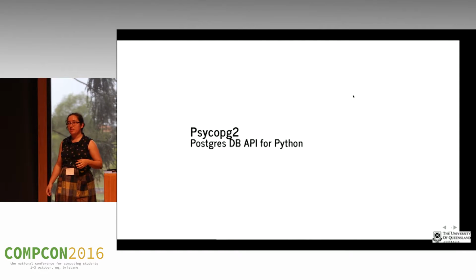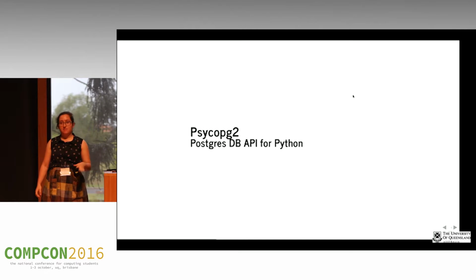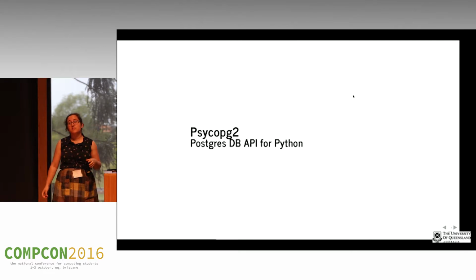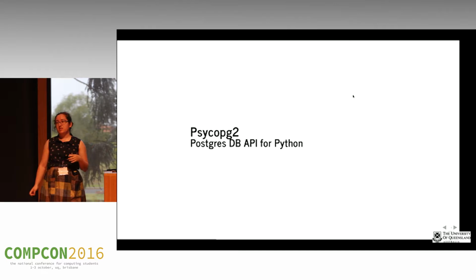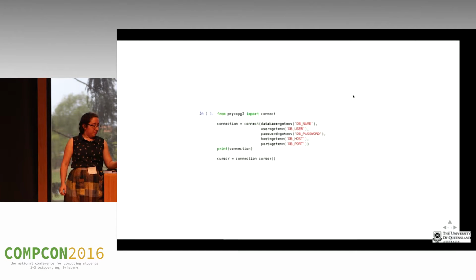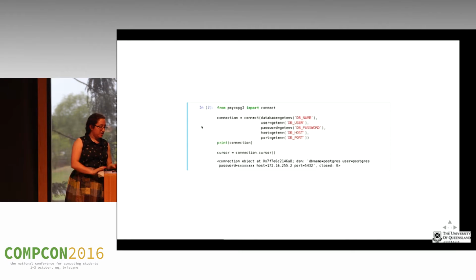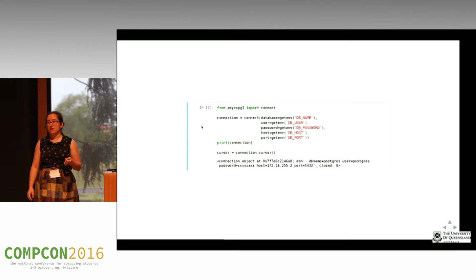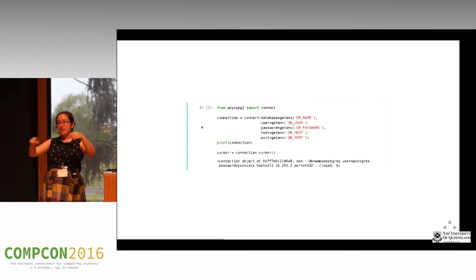So let's give some examples. The first example I'm going to give uses a very low-level database API for Postgres in Python called Psycopg2. There are a lot of other database APIs for Postgres in Python, but Psycopg2 is the most widely used. You give it connection details, and you create a connection, and it gives you something called a cursor. You'll see this in a lot of database stuff. You get a cursor, and that is how you interact with the database.